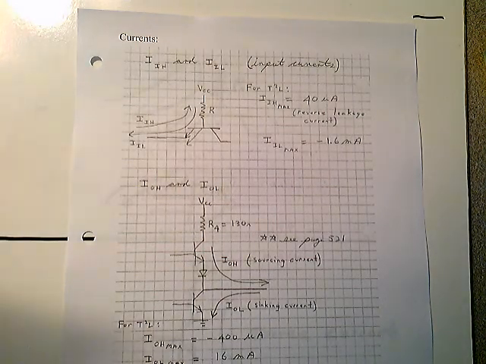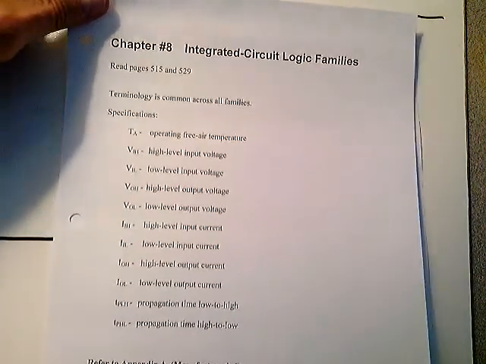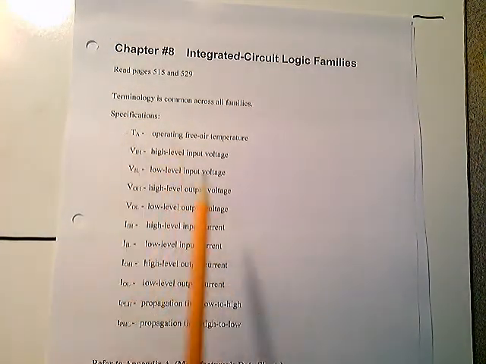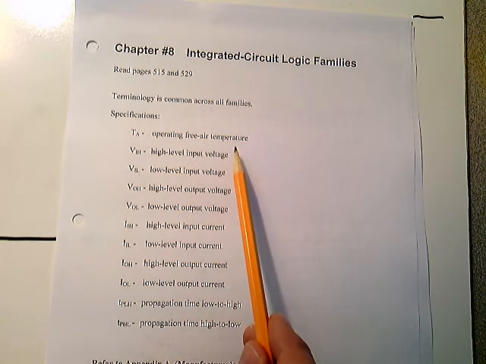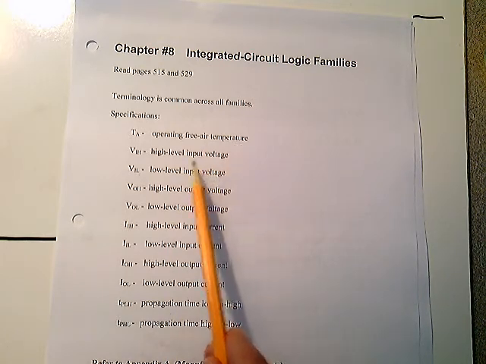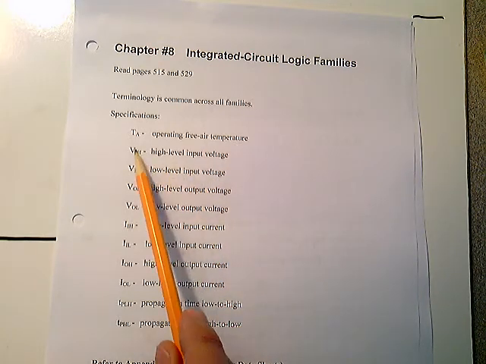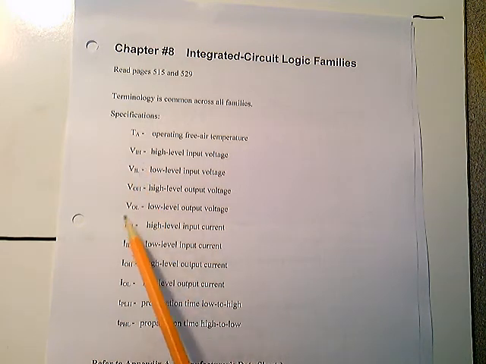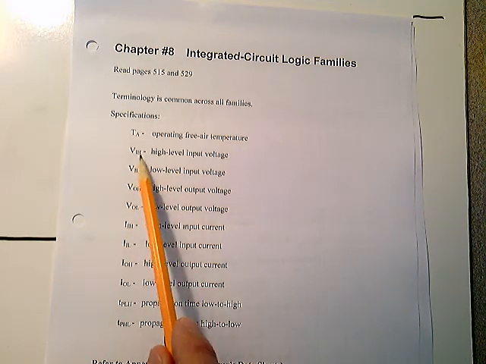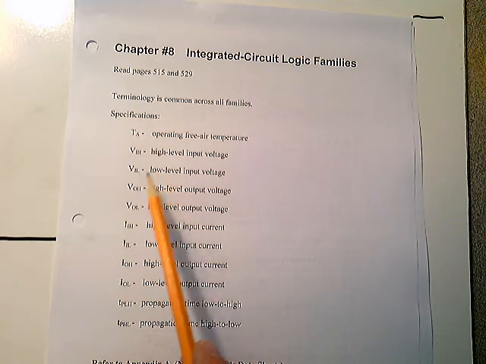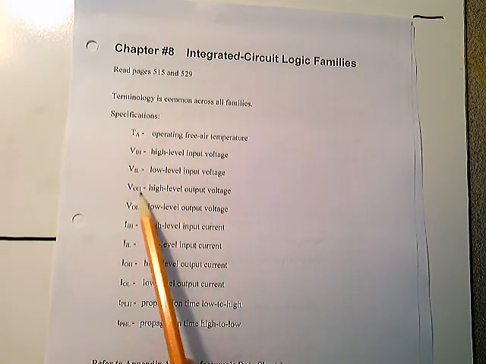In the last lecture we discussed T sub A, operating free air temperature, and the voltage levels, input and output. And we said you read them from right to left: high level input voltage, low level input voltage, high level output voltage, and low level output voltage.